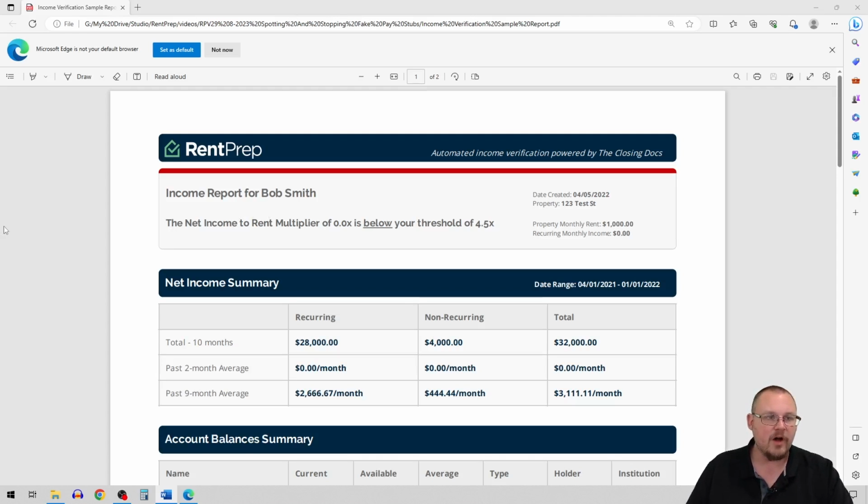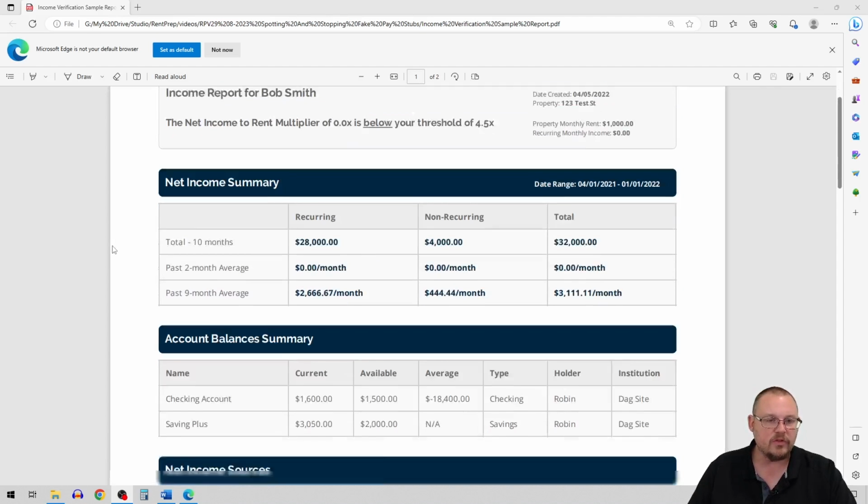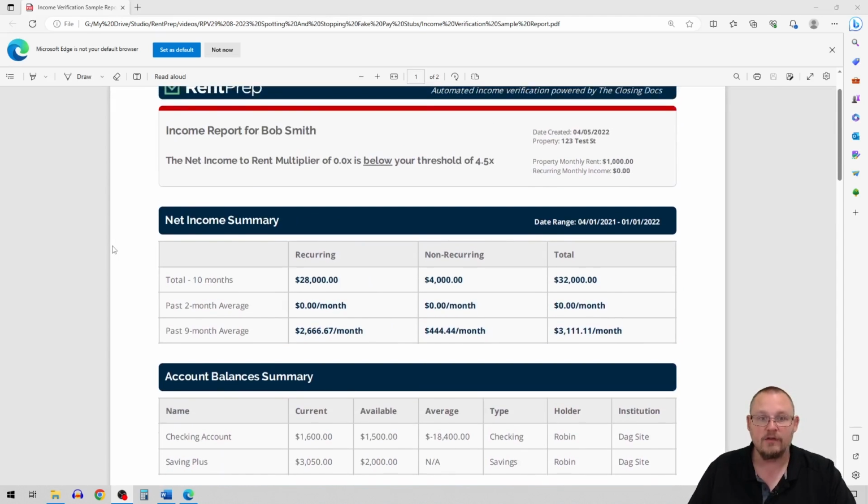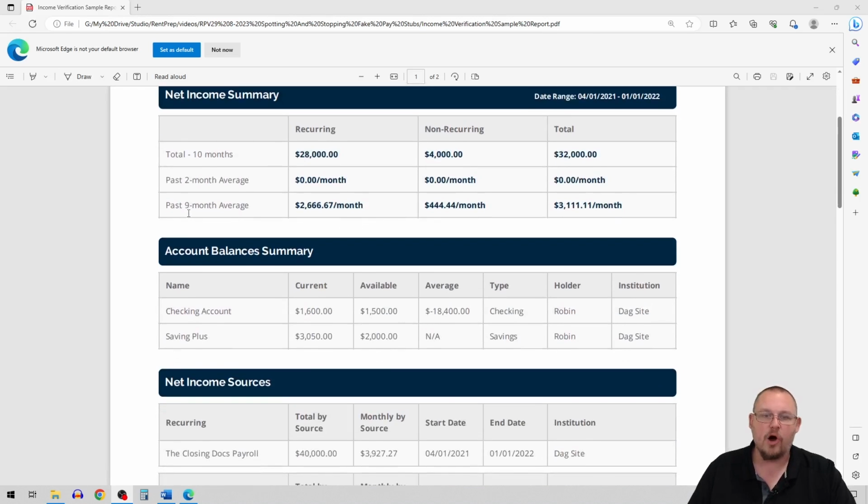The report that I have up on screen right now is a sample report of what you would get if you were to use the income verification product over at RentPrep. And the nice thing about this product is that it provides a ton of information. Now, depending on the bank that the applicant is using, you may get up to 12 months of information from their bank, and that'll pull down all of their deposits.